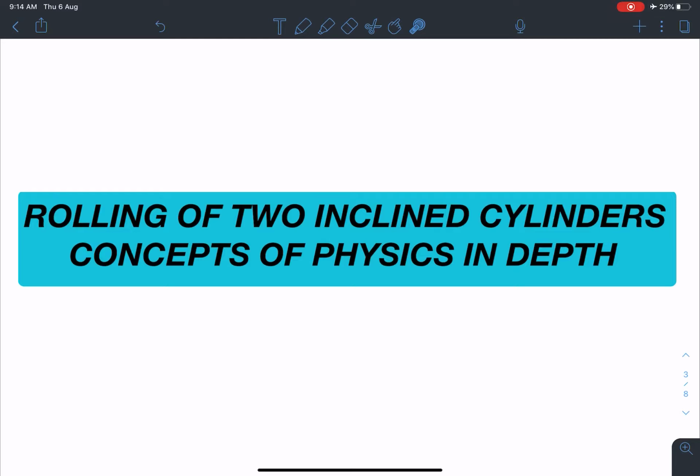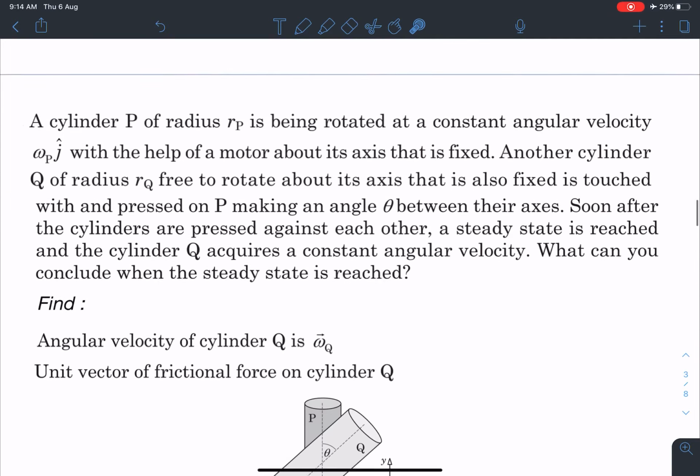This is Nitin here, and today again I have come up with a very nice problem. Conceptually it is very rich, I must say, and its name is rolling of two inclined cylinders and concepts of physics in depth. So in this video we are going to discuss these concepts of rotational mechanics in much detail, because this problem is slightly different from the regular ones we encounter in rotation. So let's discuss. Here it is.